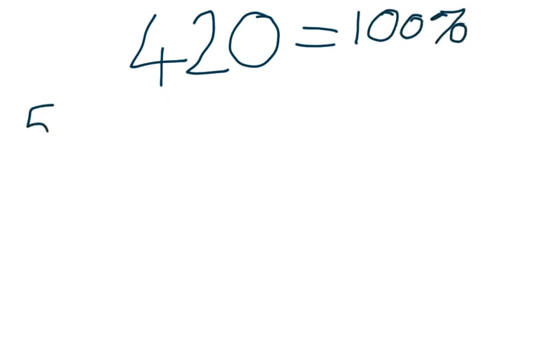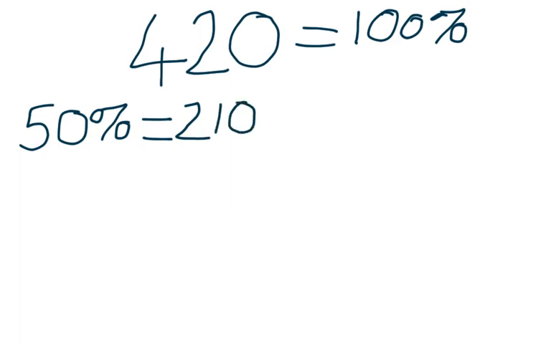Now, I chose this one because we looked at it on the place value chart. So let's first of all look at 100%. That's our whole thing, so we've already got the 100%. What about 50%? Remember, 50% is the same as a half. So all we've got to do is halve 420. Half of 400 is 200. Half of 20 is 10. Add those together. So 50% is 210.